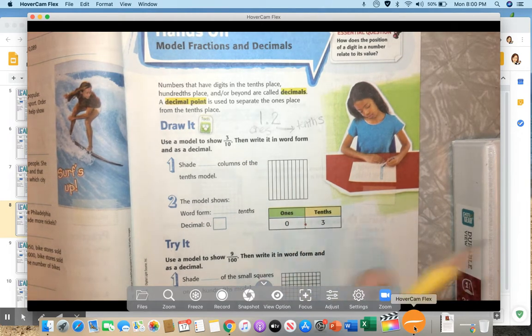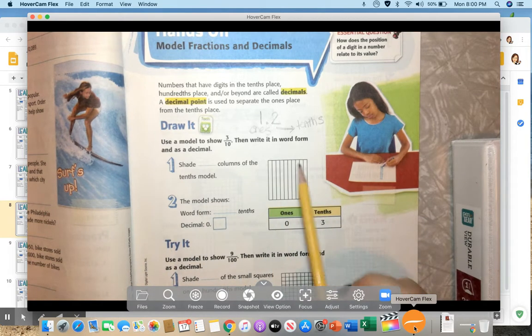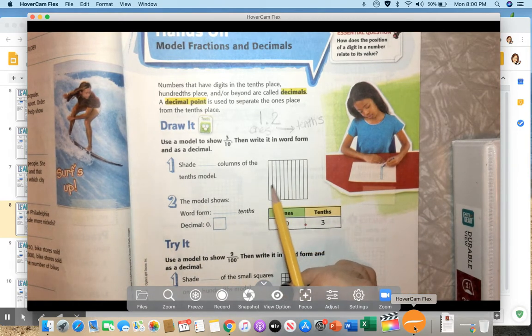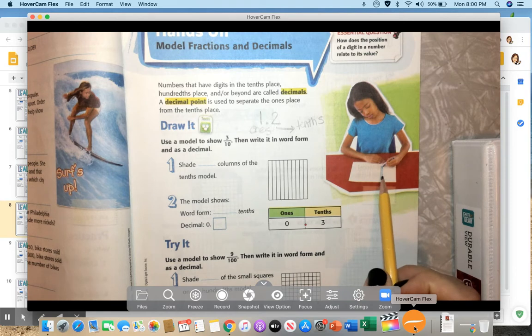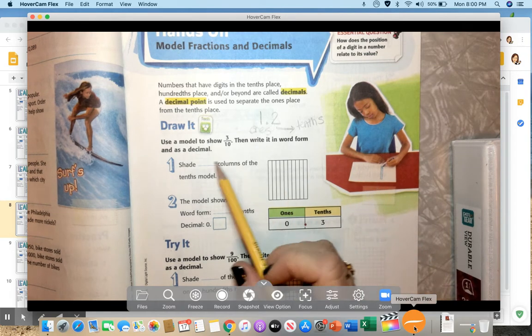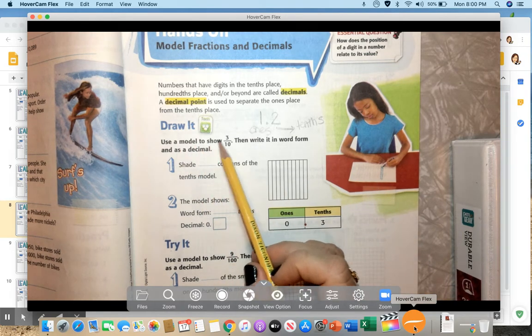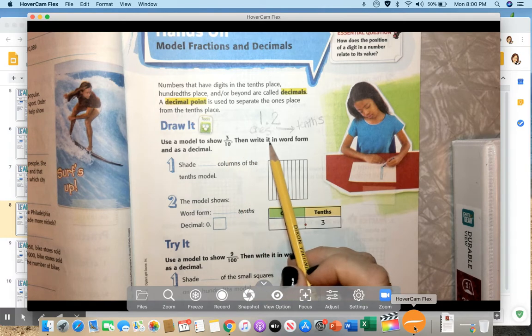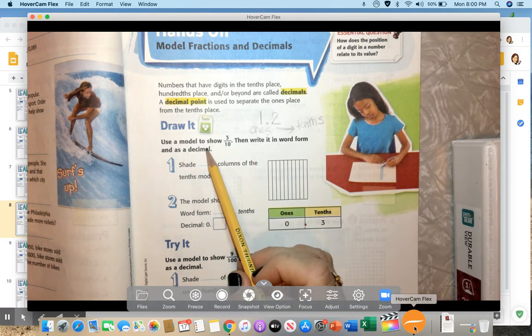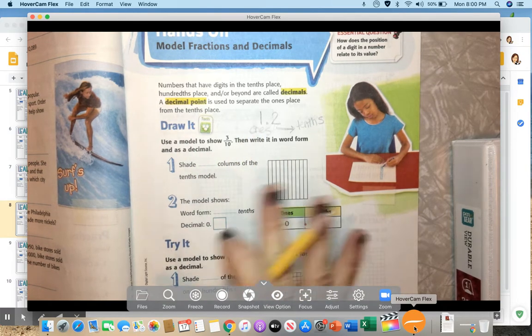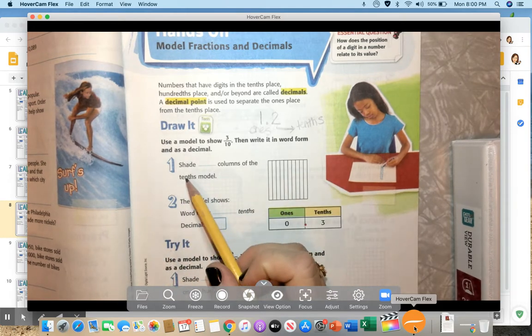Now, don't let fractions scare you. Once I show you what it means, you guys are really just going to be shading today, like this girl is here in this picture, okay? So it says, use a model to show 3/10, then write it in word form and as a decimal. So I'm going to show you how to do that. Just watch first and then you'll know what to do.